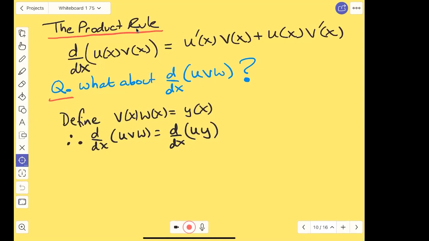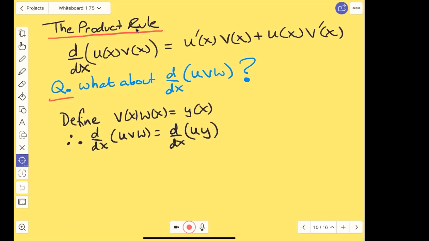Now, I don't have a product rule for 3 functions, but I've got one for 2 functions. So why don't I call v times w y? I mean, these are functions of x, their product is a function of x. So then the derivative of u times v times w is just going to be the derivative of u times y. And I'm not putting the explicit x dependence in here just to save time.